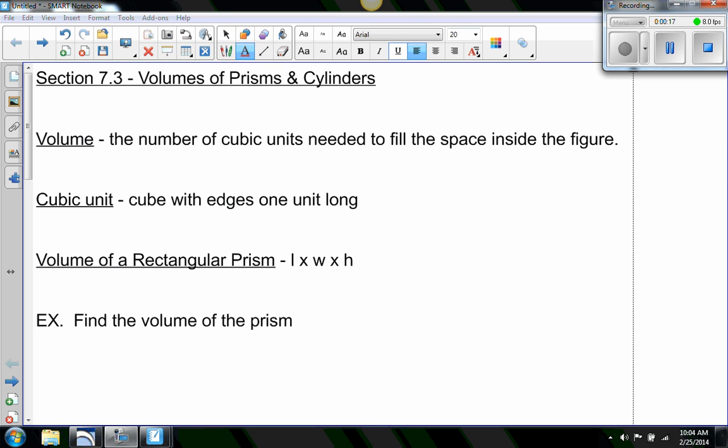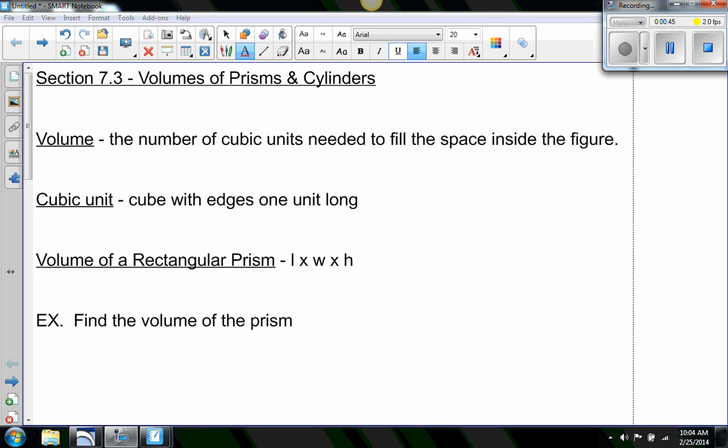Now we're going to switch gears a little bit and figure out volume, which is just the number of cubic units needed to fill the space inside of a figure. If you had a big cup and you wanted to figure out how much juice you could put in there, that's volume. It tells you how much juice you can put in there. And all volume is labeled with a little 3 because it is cubic units.